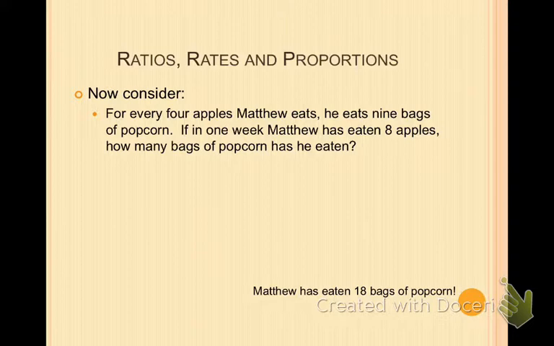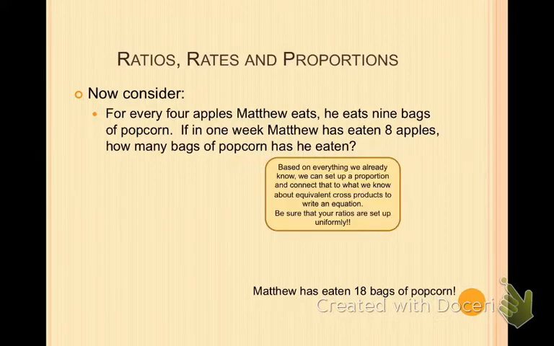Here's another example. For every 4 apples Matthew eats, he eats 9 bags of popcorn. If in 1 week Matthew has eaten 8 apples, how many bags of popcorn has he eaten? Based on everything we already know, we can set up a proportion and connect that to what we know about equivalent cross products to write an equation.